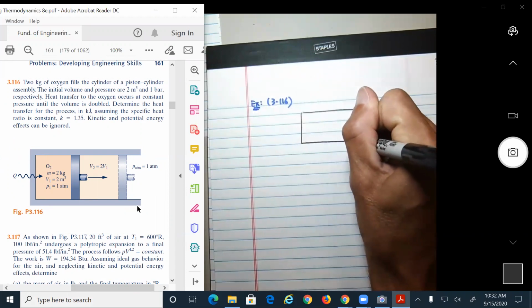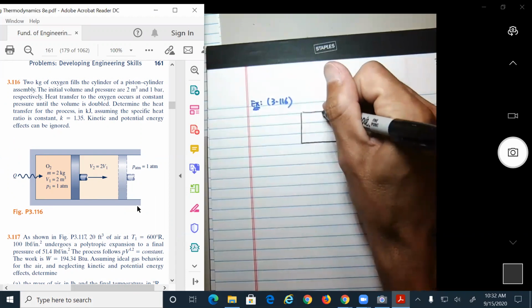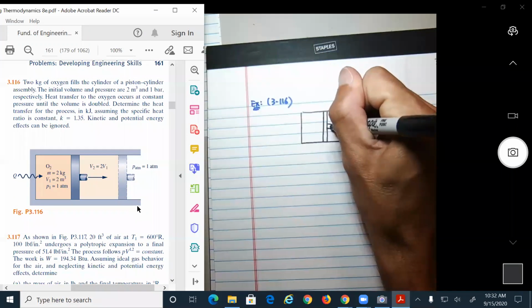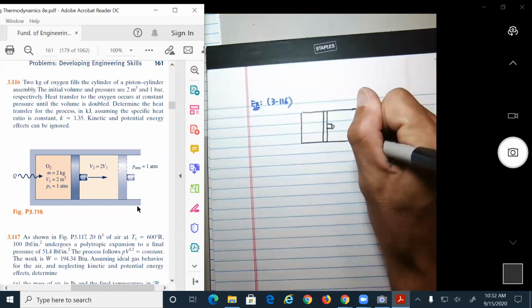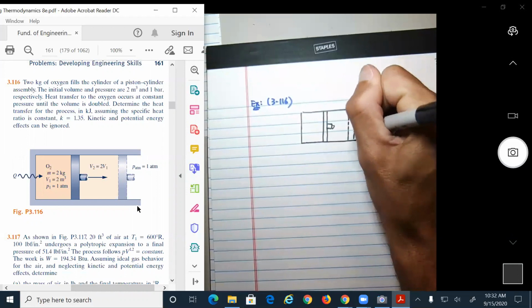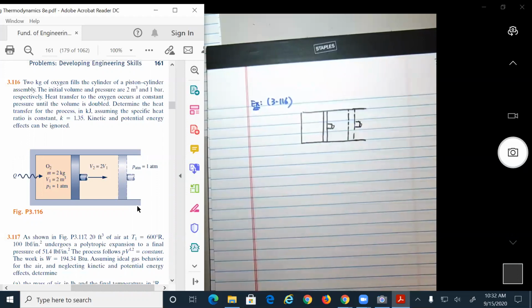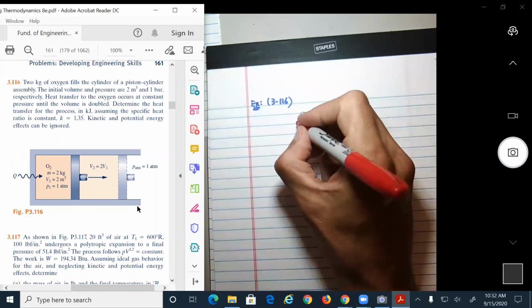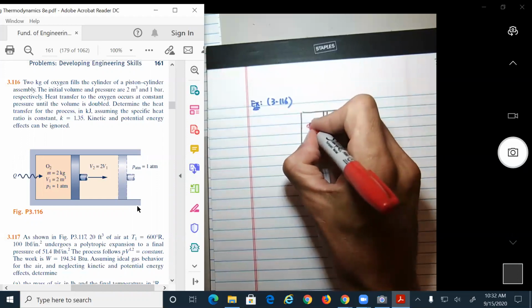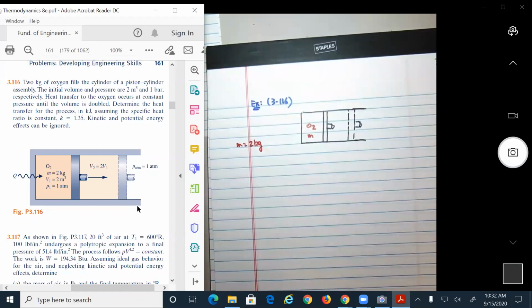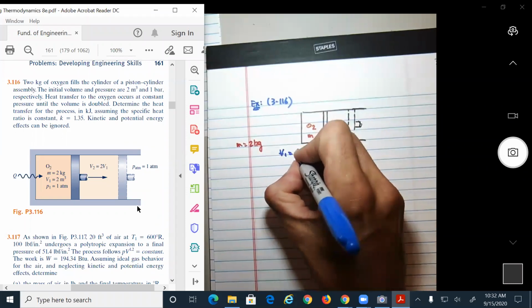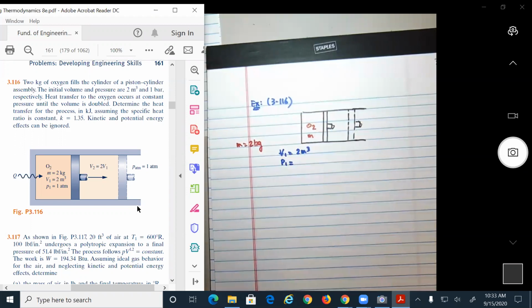Again, in the exam, I want to see the same way that I do in class. You see, I do a figure, even though it's in the problem statement. So it looks like they do here, O2, and then this is going to expand. All right, so 2 kilograms of oxygen. So this is oxygen, O2, M equal 2 kilograms. Fills the cylinder with piston cylinder assembly. The initial volume and pressure are 2. So volume is 2 cubic meters. And initial pressure of 1 bar.